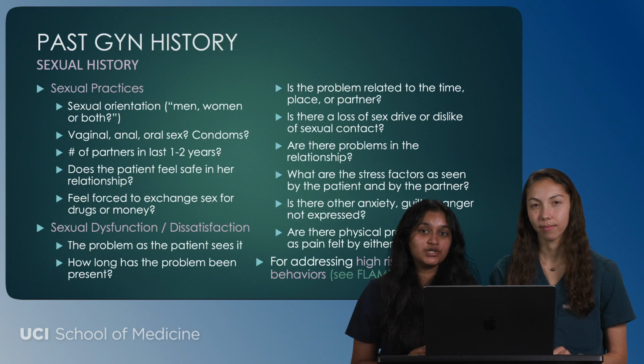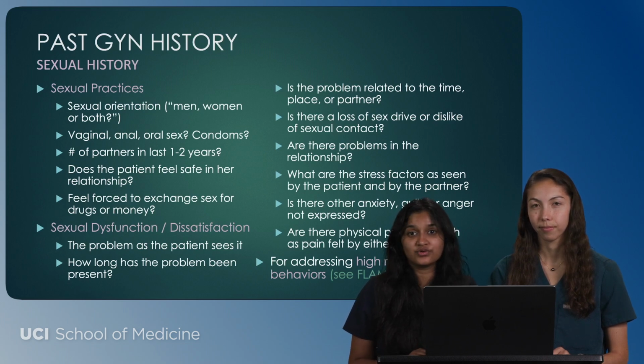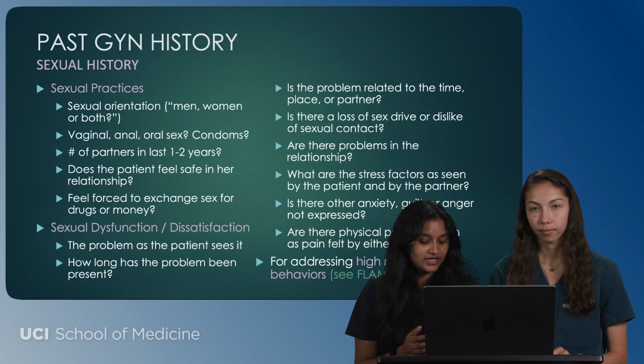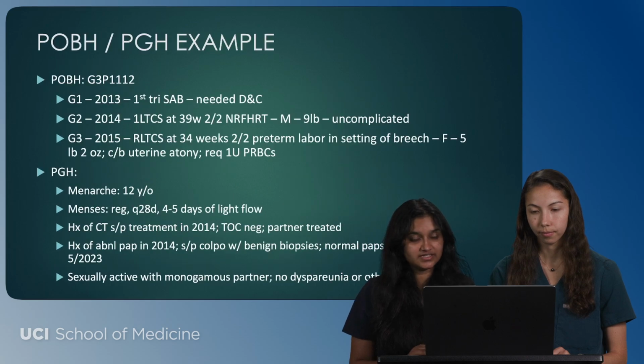It's really important to know the patient's sexual history. It's really weird to ask these questions, but it's important for management and ascertaining risk factors. So we want to know the patient's sexual orientation. How many partners have they had in the past? Do they feel safe in these relationships? What type of sex they're having? Are they using any protection? And in this slide, you'll see how to document these findings.